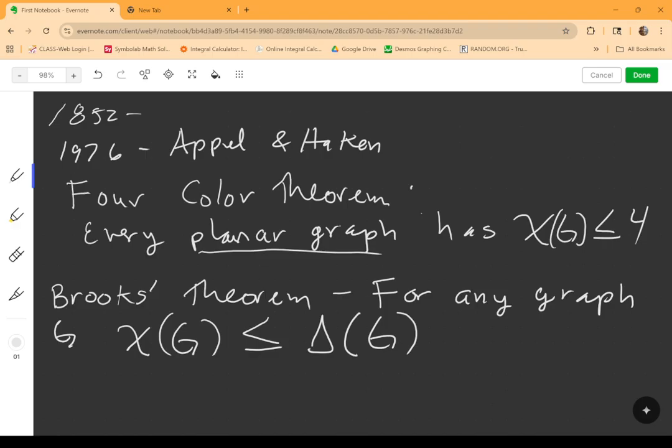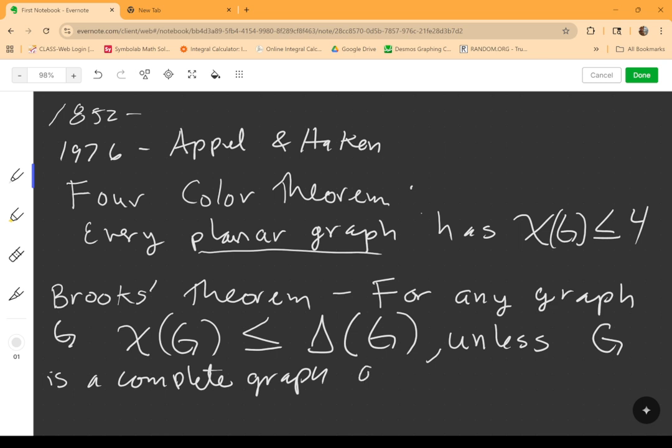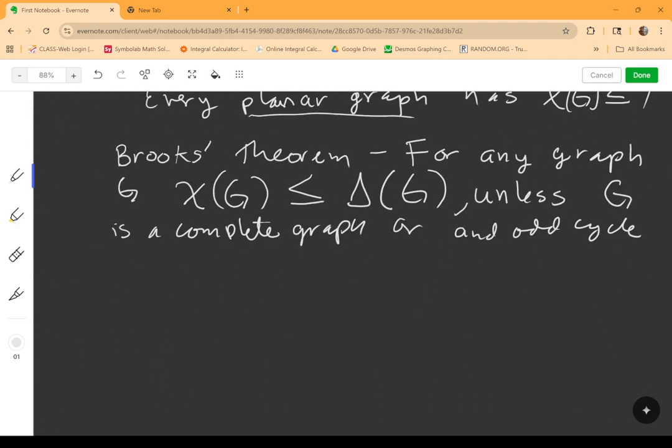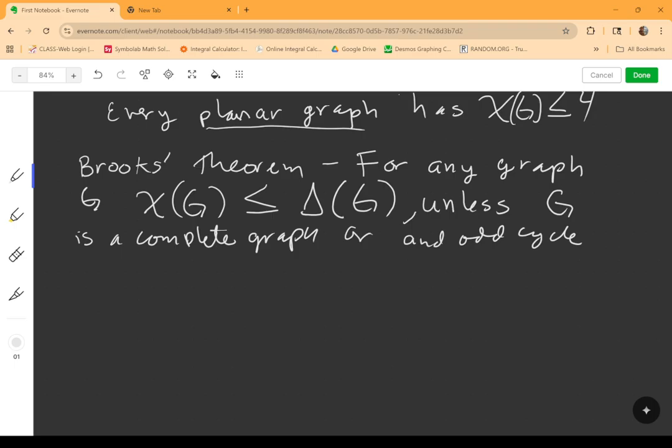Now this is going to work in every case, unless G is a complete graph or an odd cycle, in which case the chromatic number of G is equal to the max degree of G plus 1.